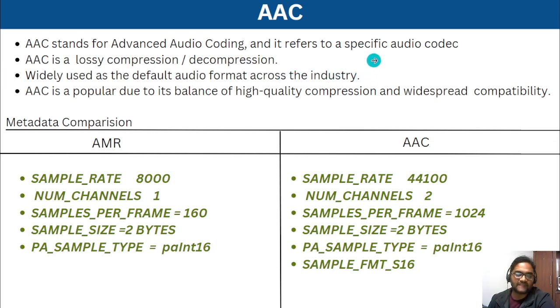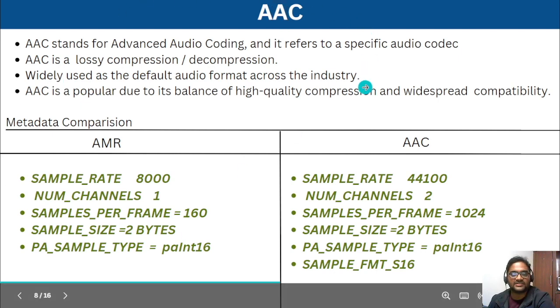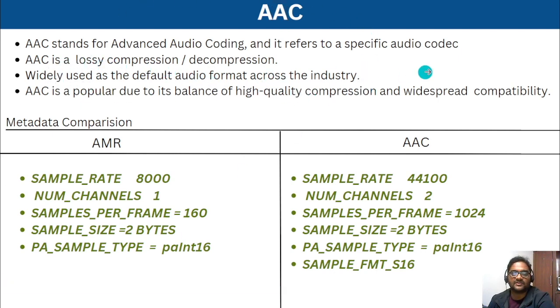A lot of platforms like iOS, Android, desktops, or any basic multimedia applications use the AAC format. This is a very famous encoding format for audio. It is popular because of its high quality compression and widespread compatibility. For these reasons, AAC became very popular.